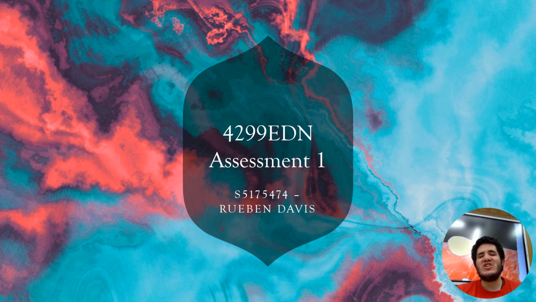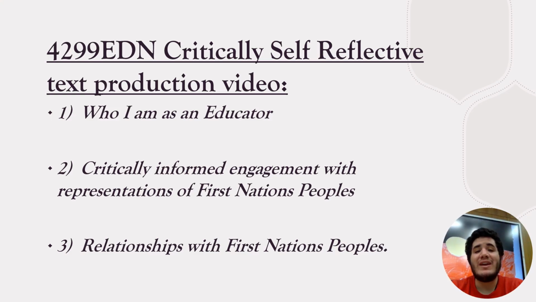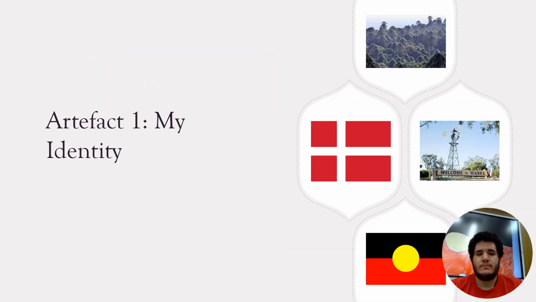Jingaree. This is my 4299 EDN self-reflective text production video. For this video, I'll be looking at 3 artifacts which delve into who I am as an educator, critically engaging with representations of First Nations peoples, and critically reflecting on my own personal relationships with Aboriginal and Torres Strait Islanders.